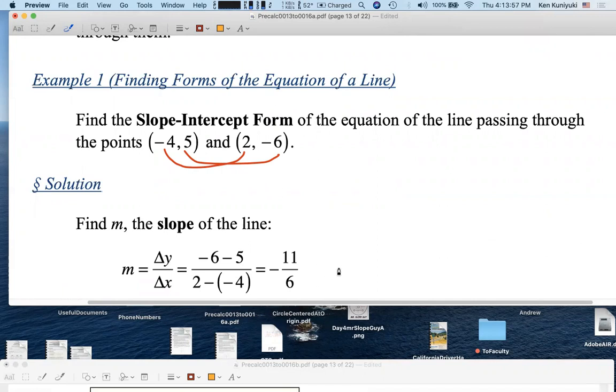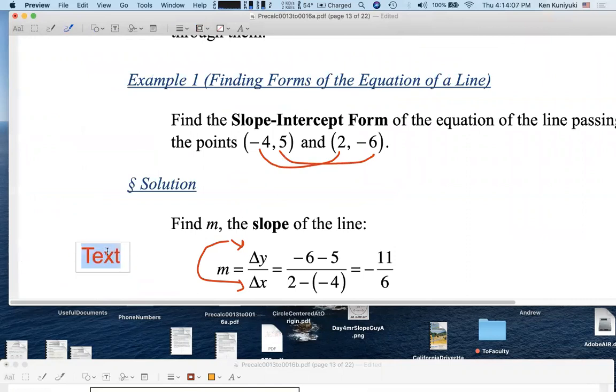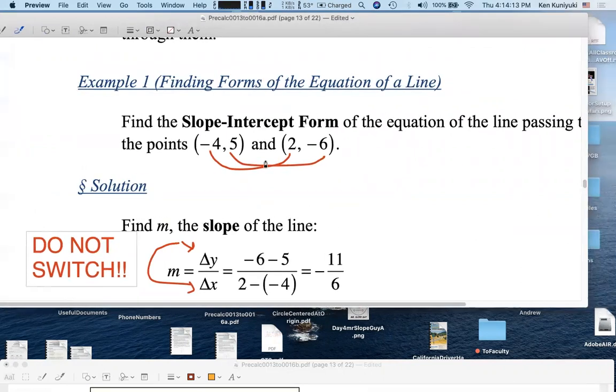Please remember not to flip these. That's a very, very common error. I'll put this in red. Do not switch these. Do not switch these, because it's an extremely common error in exams that people put the delta x on top just because they're thinking alphabetically. Remember, slope is rise over run. It's change in y over change in x.